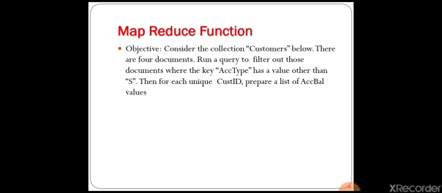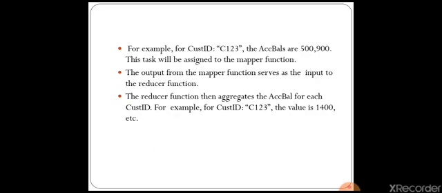Here our objective: consider the collection customer. There are 4 documents. Run a query to filter out those documents where the key account type has a value other than S, and then for each unique customer ID prepare a list of account values. This is our objective. For example, customer ID C123 and account balances are 500, 900. This task will be assigned to the mapper function.